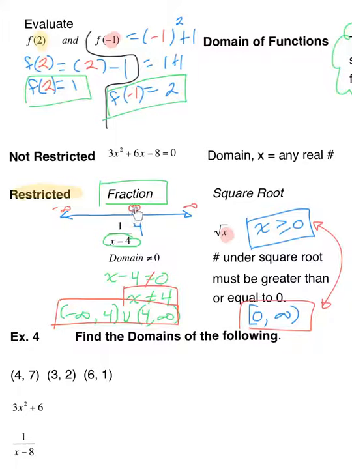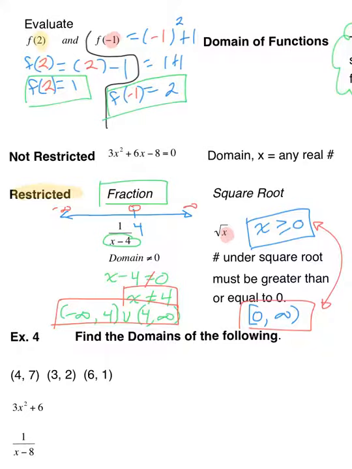Because 4 has an open circle above it, we have parentheses. Then we're going to union this side with this side, so we union them together. Then we're going to go from 4 to positive infinity. Again, because 4 has an open circle, we have a parentheses there.